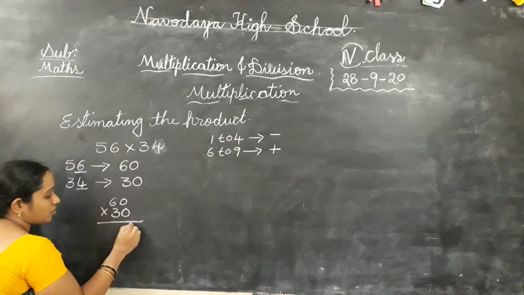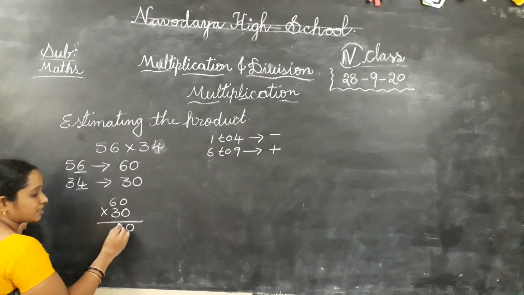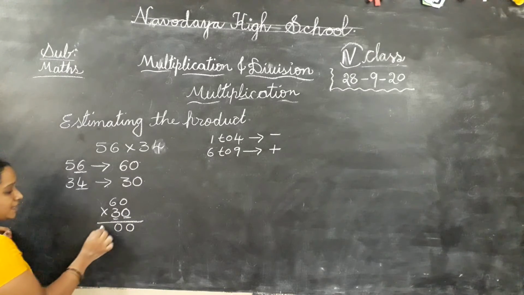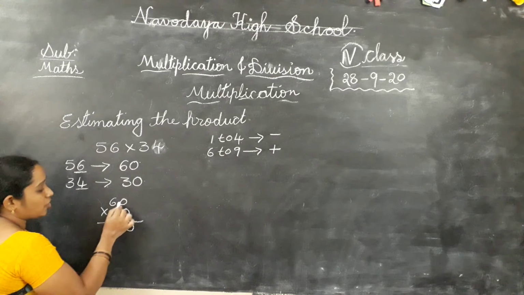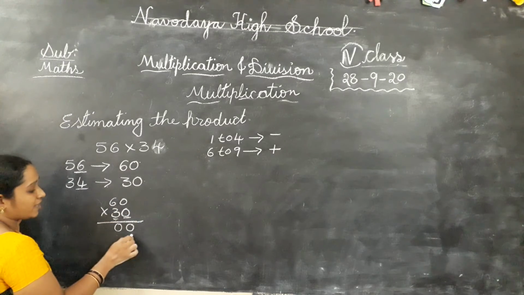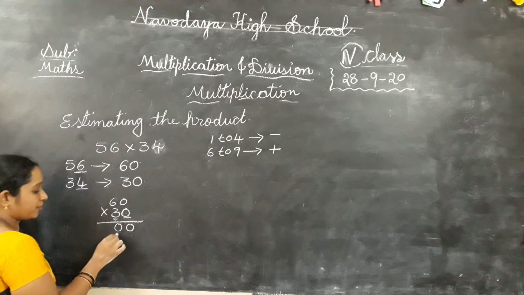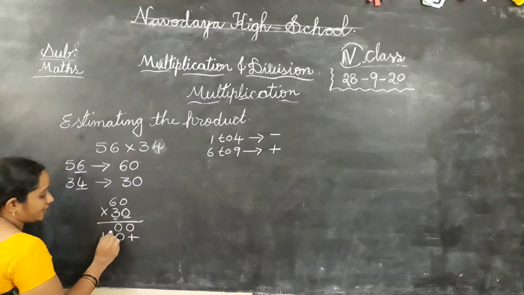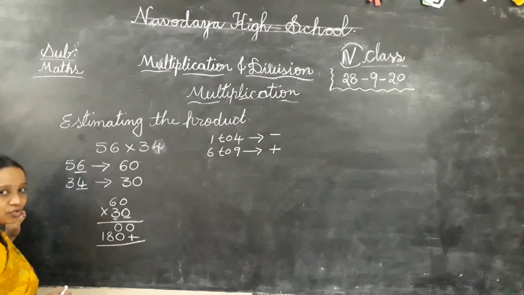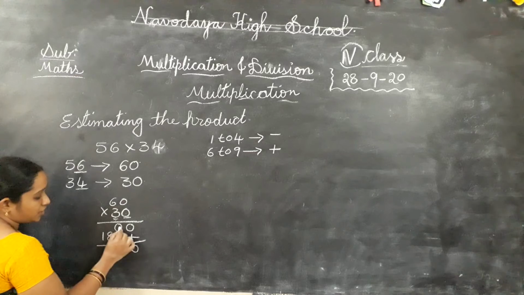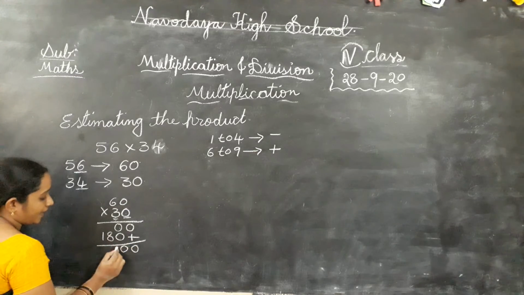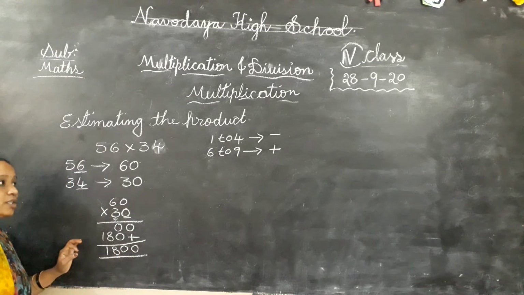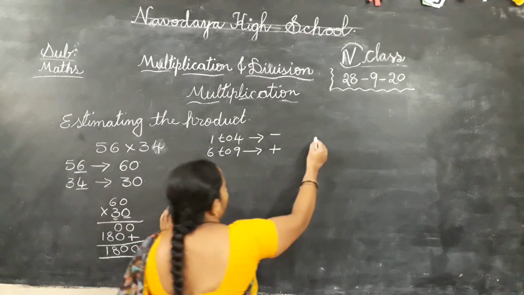0 into 0, 0. 0 into 6, 0. This is the ones place digit multiplication. Next, multiply with the tens place. 0, 0 plus 0, 0, 8, 1. 1800 is the answer. So here multiply the actual numbers.